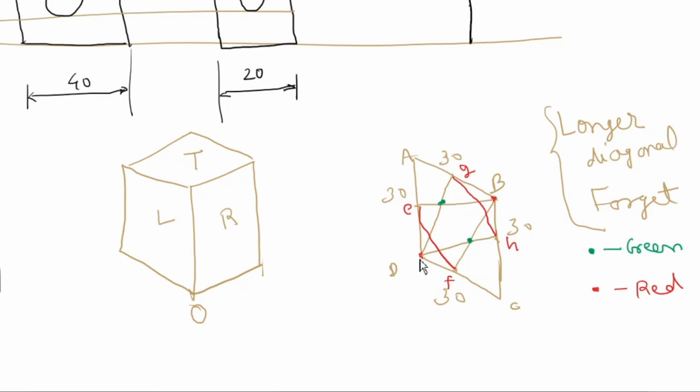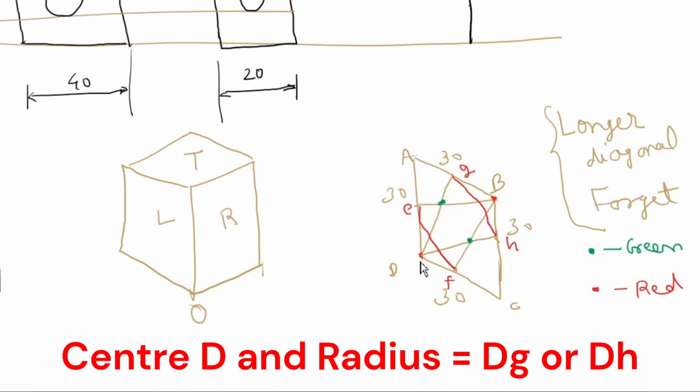Now next, this is the center D. And then from D, how many lines are going? D to G and D to H. So D to G is equal to D to H. So with this as center, again draw an arc. So in short, when we consider B as center or D as center, the radius remains the same.